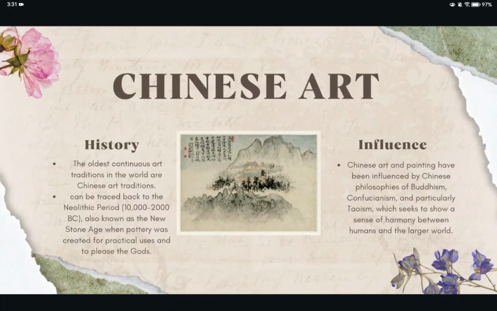Chinese art history. The oldest continuous art traditions in the world are Chinese art traditions. It can be traced back to the Neolithic period, 10,000 to 2000 BC, also known as the New Stone Age. There are various influences on Chinese arts. Chinese art and paintings have been influenced by Chinese philosophies of Buddhism, Confucianism, and particularly Taoism, which aims to show a sense of harmony between humans and the larger world.